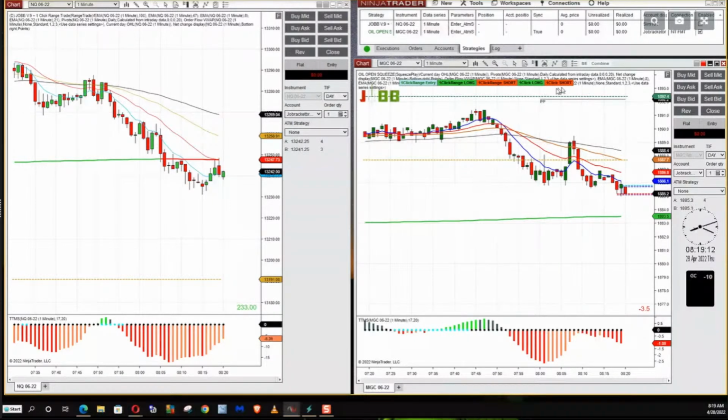Let's see what happens here. So I'll try and take the best signal. Now, it doesn't matter that it says oil open. My setup is the same. I just loaded my oil open template. That's all that means. I went over the setup, so don't let that worry you.